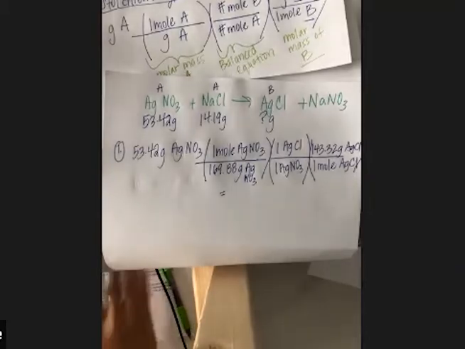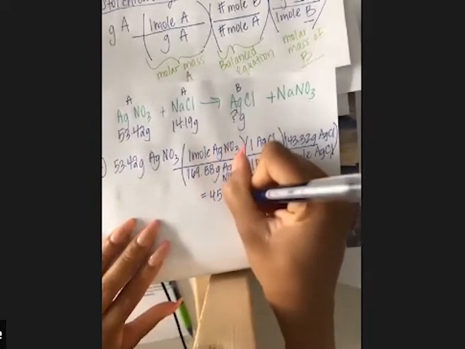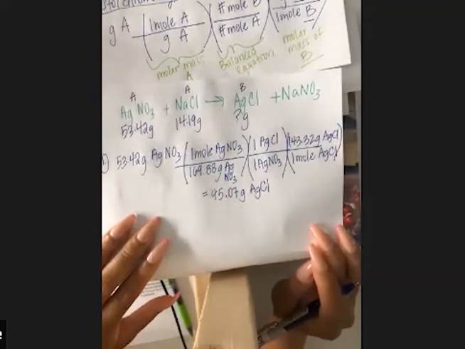53.42. And once again, how many sig figs do I need? 4 sig figs, okay. Anybody have an answer yet? 45.07. Anybody can second that for me? I second that, yeah. All right, cool, 45.07, this is grams of silver chloride. All right, so that's one of my calculations.